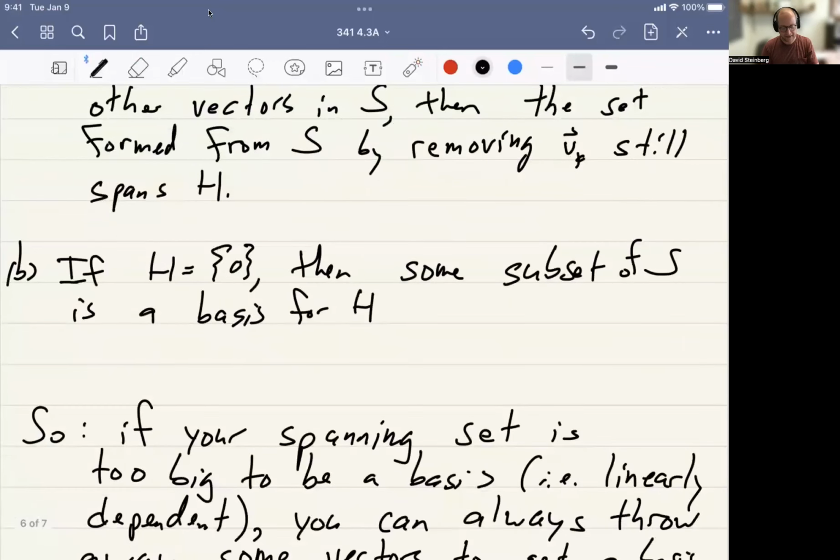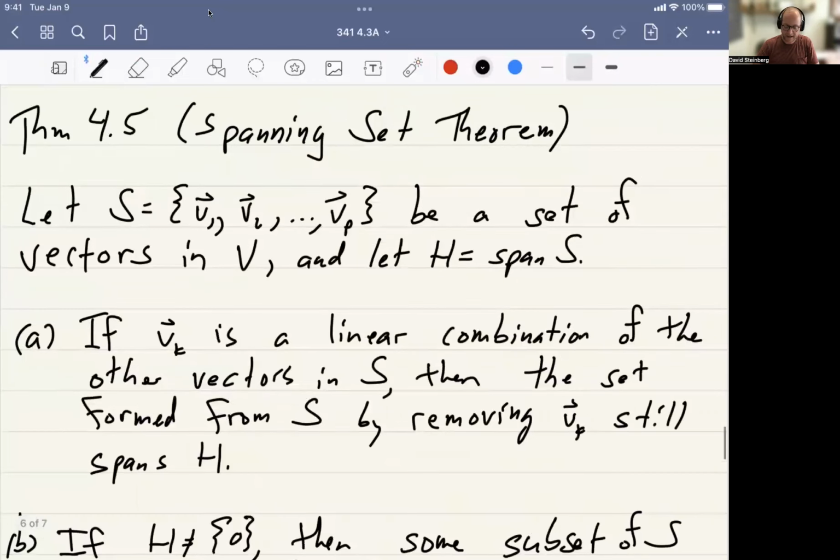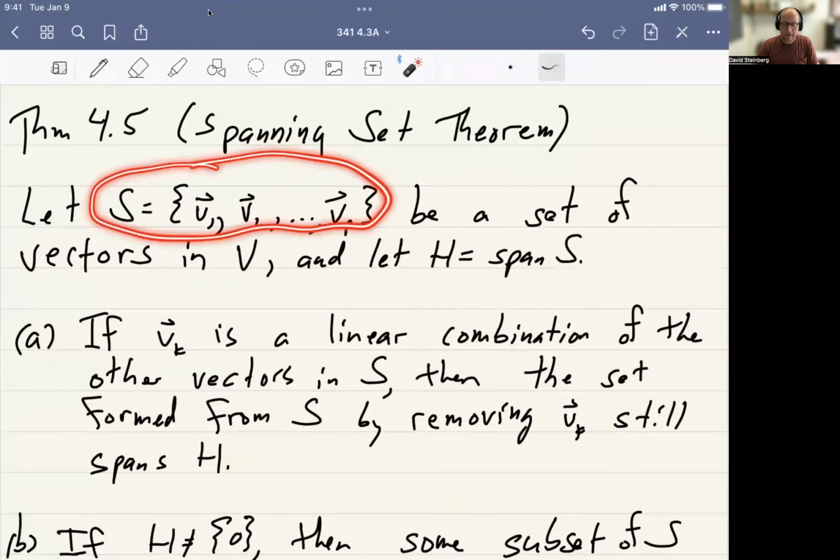Sorry, this is written incorrectly. If H is not the zero subspace, then as soon as we have a spanning set, some subset of these vectors actually is a basis for H. So roughly what it means is that if you start with some spanning set, you can throw away linear combinations of vectors until you get down to a basis.